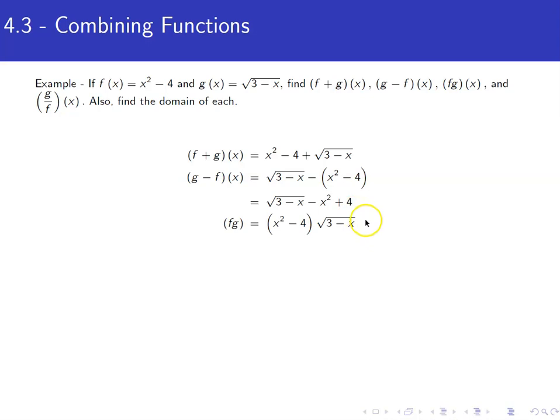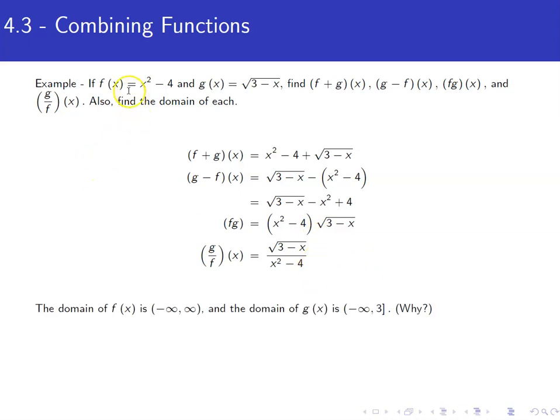F times g, not a lot of things we can do here. It's just x squared minus 4 times the square root of 3 minus x. You could distribute the square root of 3 minus x through that difference, but not a lot of point in doing that because there's not any other simplifying we can do past that. G over f of x will be square root of 3 minus x over x squared minus 4, the g of x over f of x.